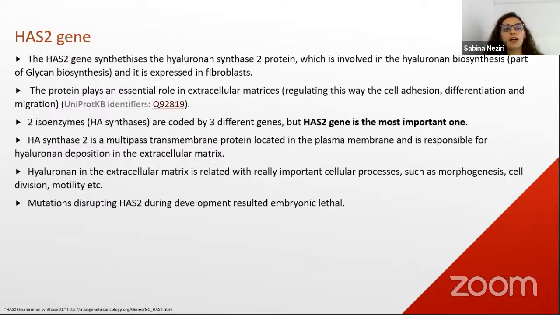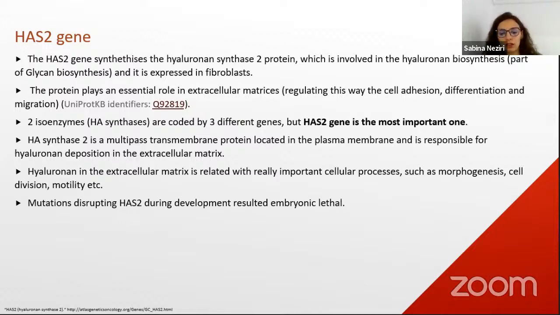The Has2 gene is one of the 3 genes that synthesize hyaluronan, but it's the most important one, and is responsible for a multipass transmembrane protein located in the plasma membrane. And as I said, it's responsible for the hyaluronan deposition in the extracellular matrix. And it's that important that a mutation causing Has2 disruption during development results in embryonic lethality.